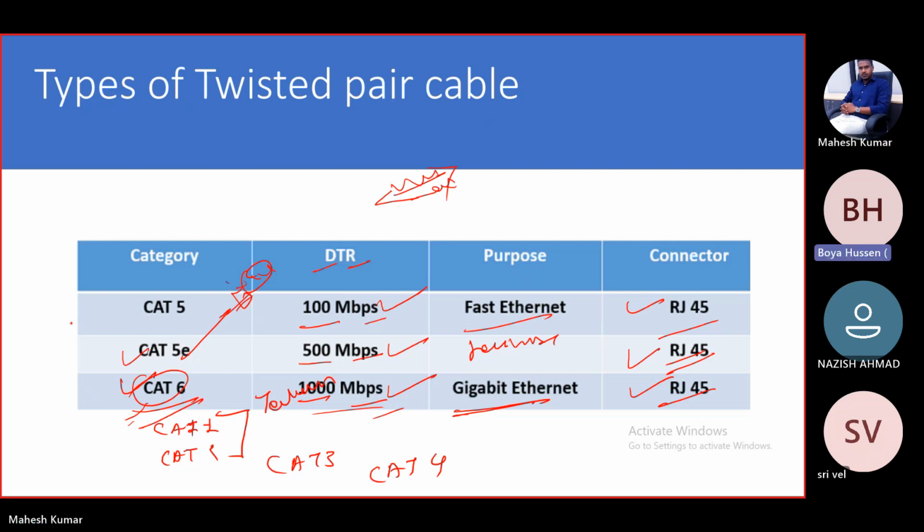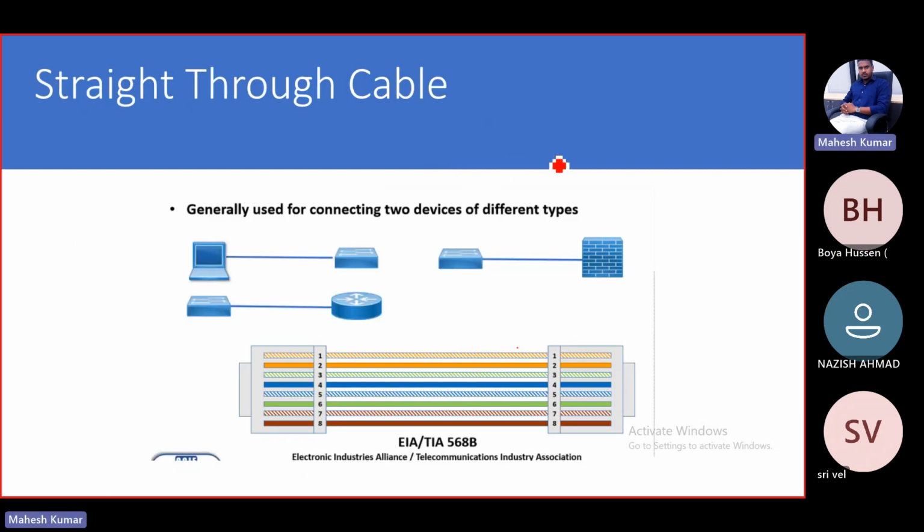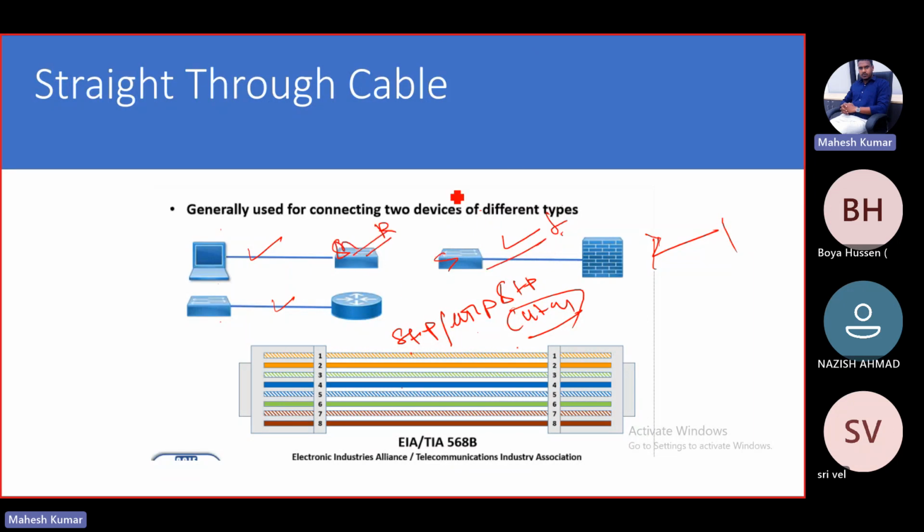Got it? Okay, straight through cable. This is also STP or UTP cable, like CAT5, CAT6 kind of cables. These are shielded twisted pair cables. It is generally used for connecting two devices of different types. Nowadays, we are talking about the old version: for different devices you connect this kind of cable, and the same devices connect with the same cable. Nowadays it is not like that. If you have one cable, it will work with a switch, a firewall, or a router on either side. The same cable will work, so there is no difference nowadays.